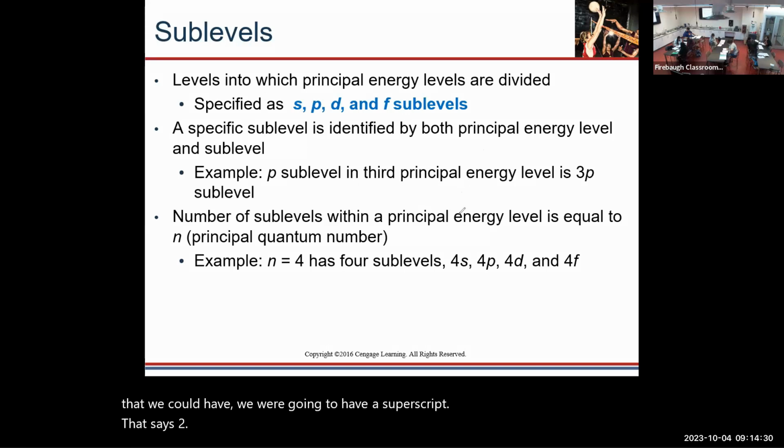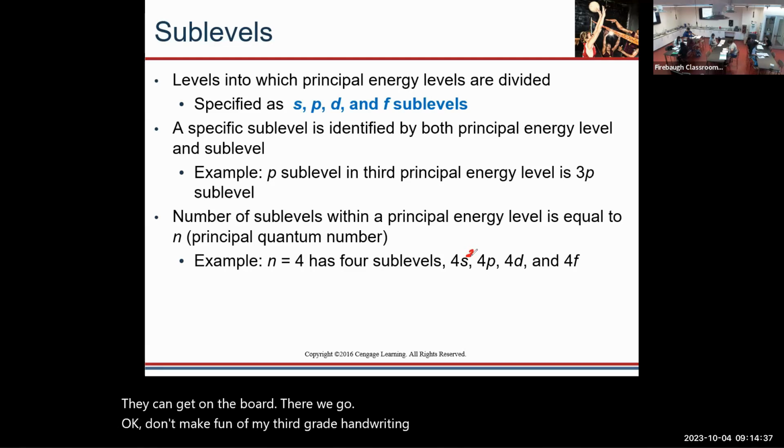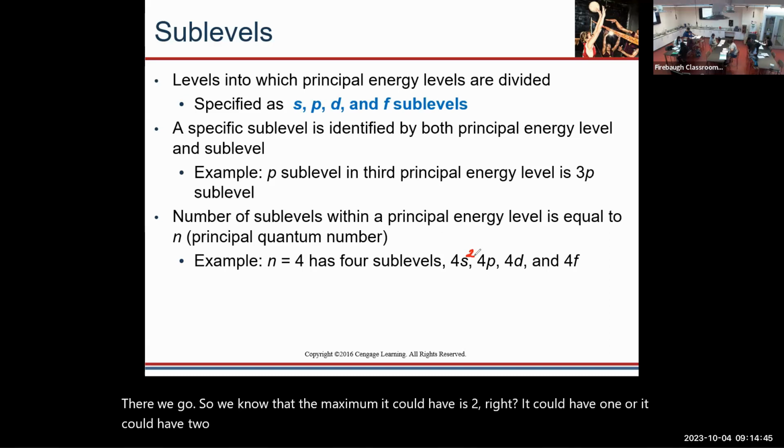Okay, don't make fun of my third grade handwriting. There we go. So we know that the maximum it could have is 2. It can have 1 or it can have 2. If there's none, we don't put it there. Okay, does that make sense?